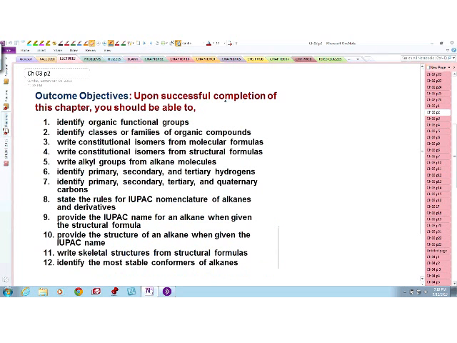Of course, on this slide, as usual, you have a table of what I call the learning outcome objectives. You should use this list of learning outcome objectives as a study guide. In other words, these are some of those concepts that are very important for you to know. So I'm going to leave that for you.